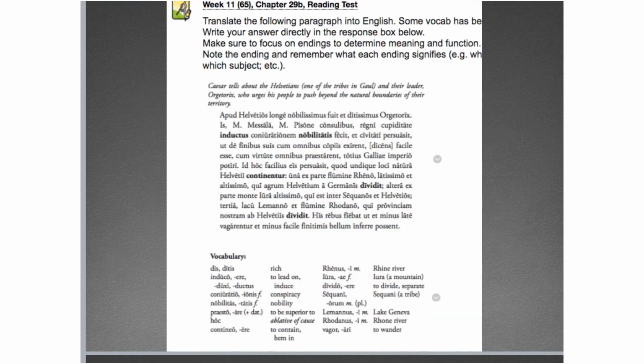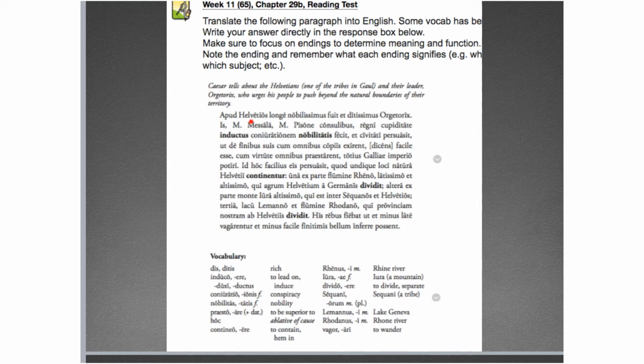All right, let's take a look at narratives. So you're translating. All right, there we go. Apud Helvetios longe nobilissimus fuit et ditissimus Orgetorix. Is M. Messala et M. Pisone consulibus regni cupiditate inductus coniurationem nobilitatis fecit, et civitati persuasit ut de finibus suis cum omnibus copiis exirent.